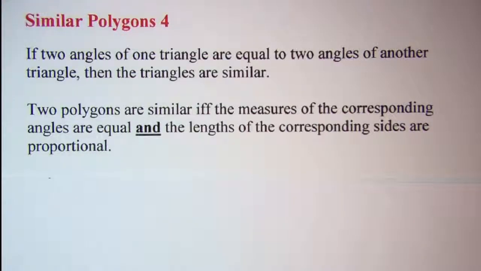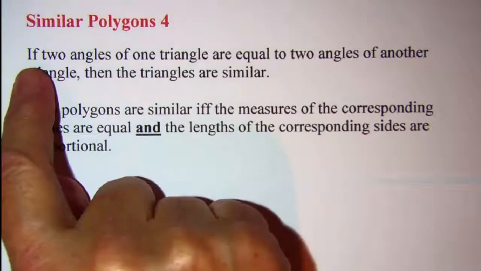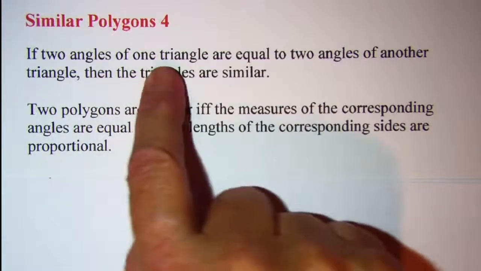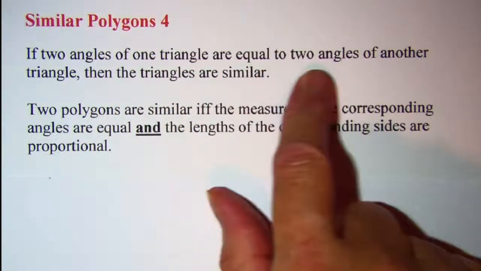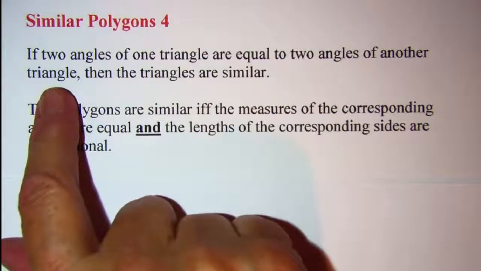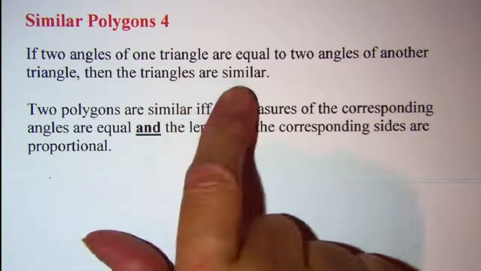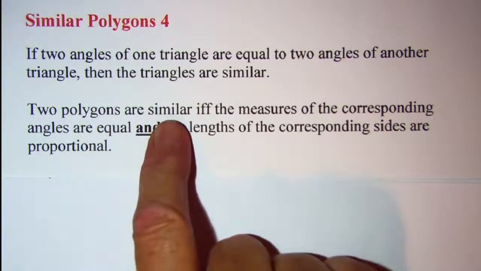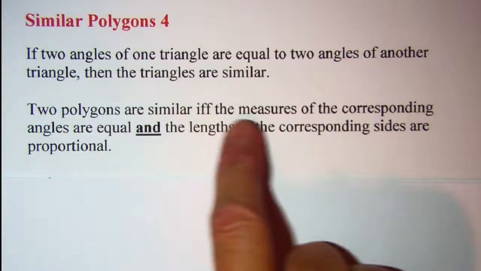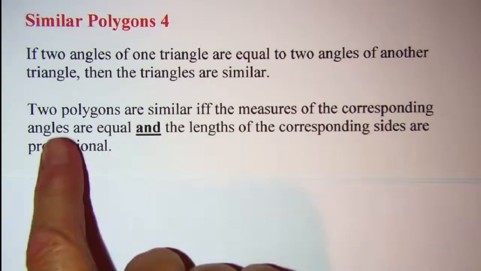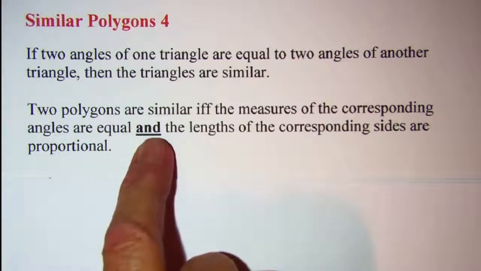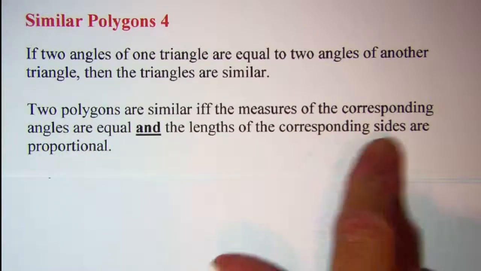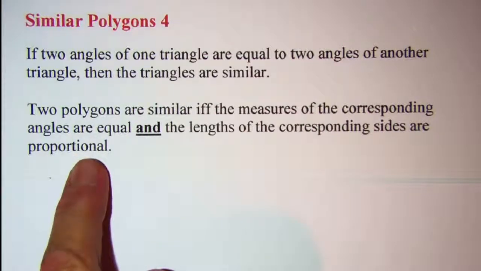In this video, we'll be solving a problem that deals with similar polygons. If two angles of one triangle are equal to two angles of another triangle, then the triangles are similar. And two polygons are similar if and only if the measures of the corresponding angles are equal and the lengths of the corresponding sides are proportional.